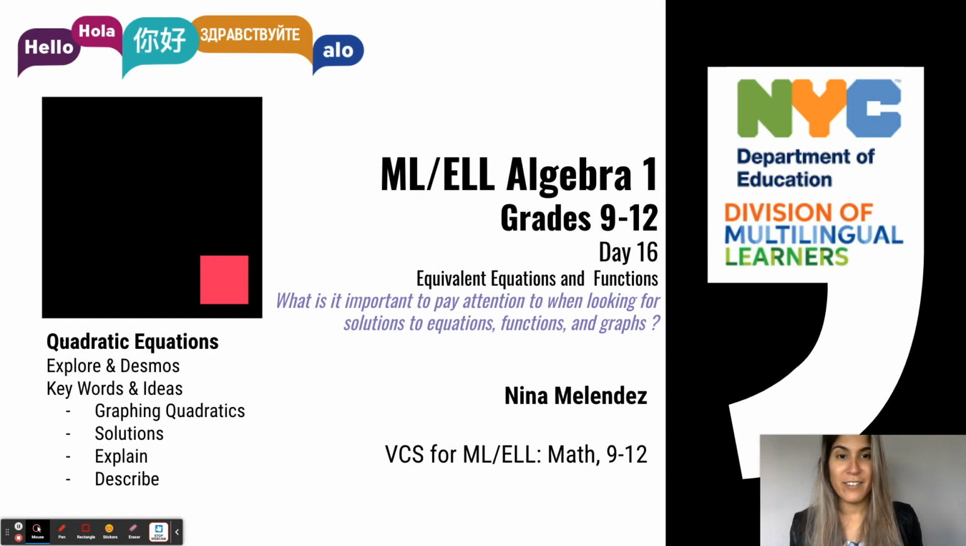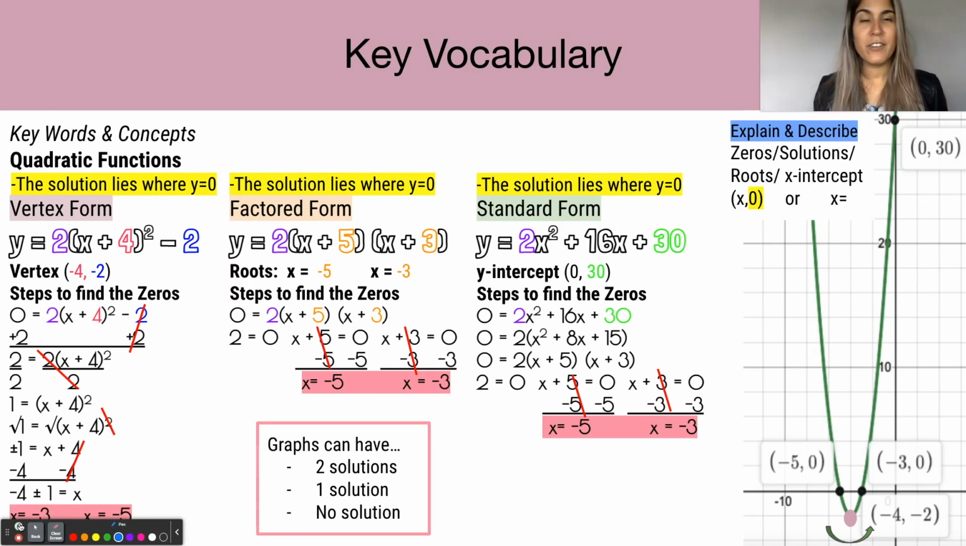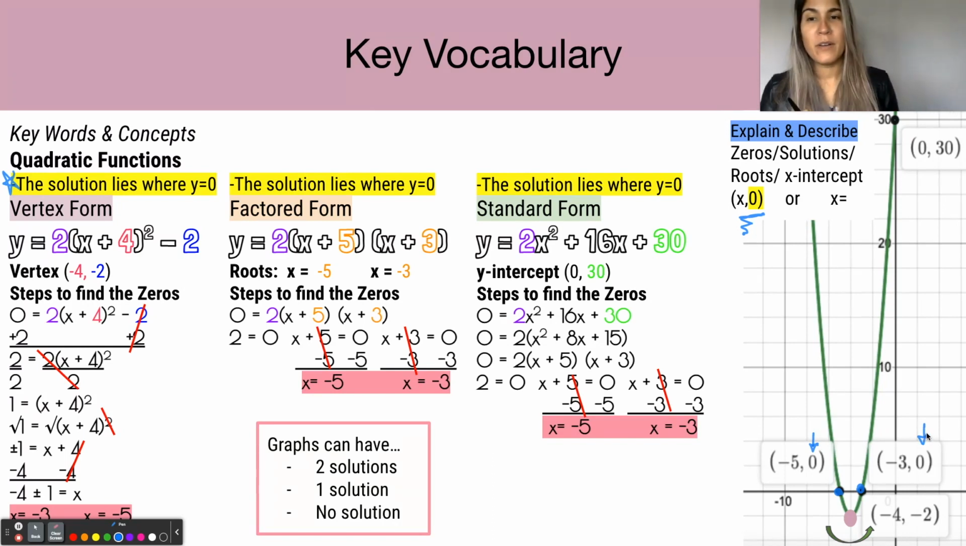So let's start by looking at our key vocabulary. For quadratic functions, their solution lies where y equals 0. We can see this in the representation over here of solutions. When y is 0, we have our roots, our solutions are zeros, or our x-intercepts. And here we can see this is where the solution lies, and y is equal to 0 in both of them. Okay? So this is important because when we are solving for solutions, we must make y equal to 0.